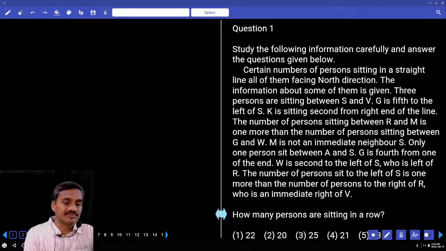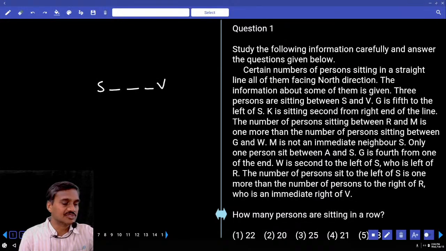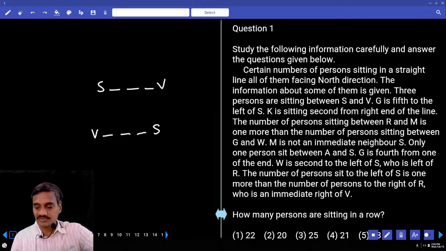And 3 in between S and V. S can be to the left hand side or to the right hand side of V. Now 3 persons between S and V, this is one possibility. And in the next case, V is here and S is here. And 3 persons between S and V.